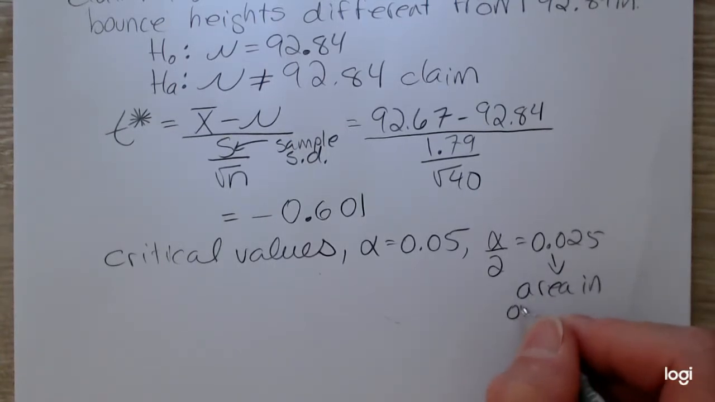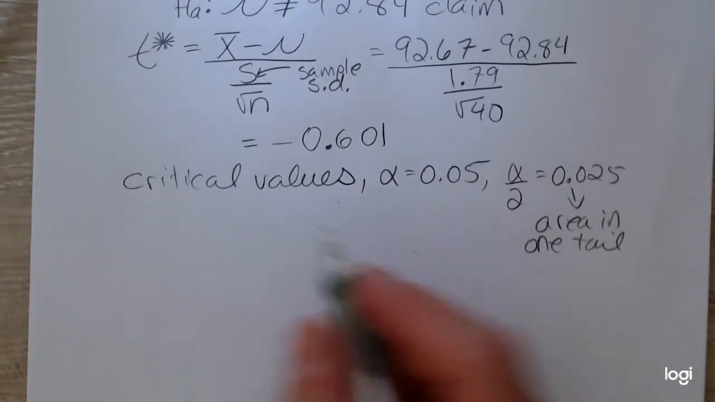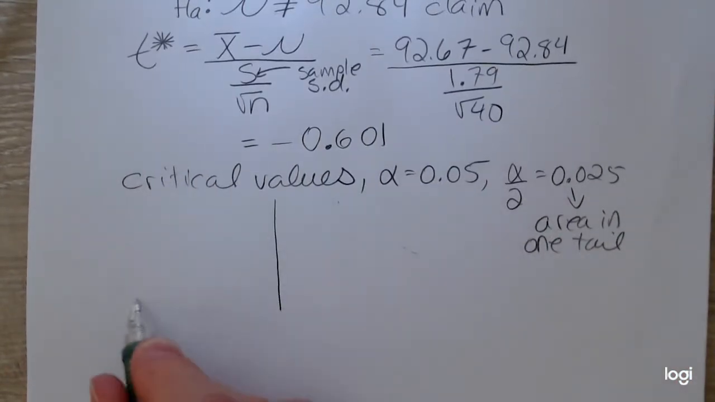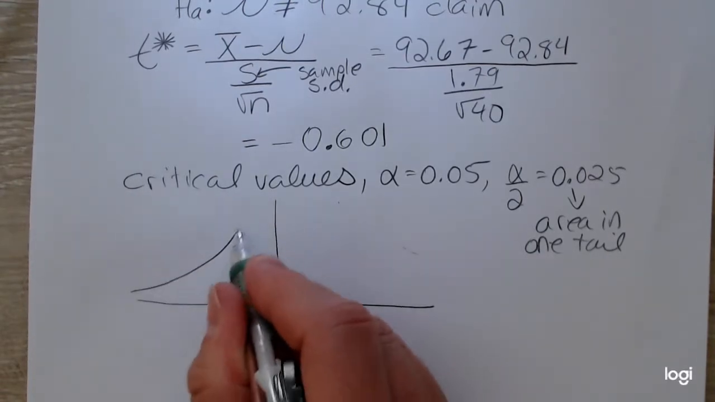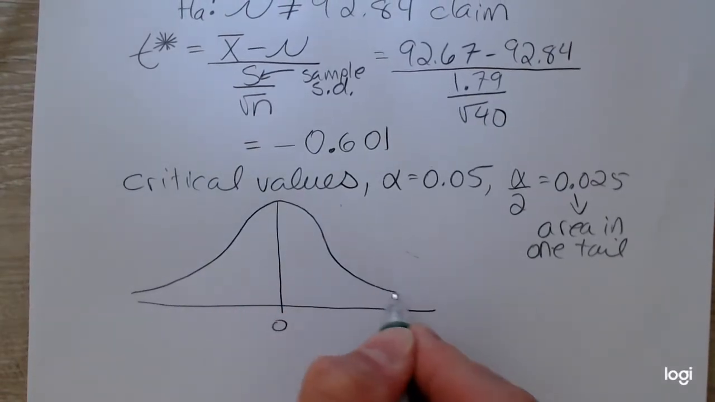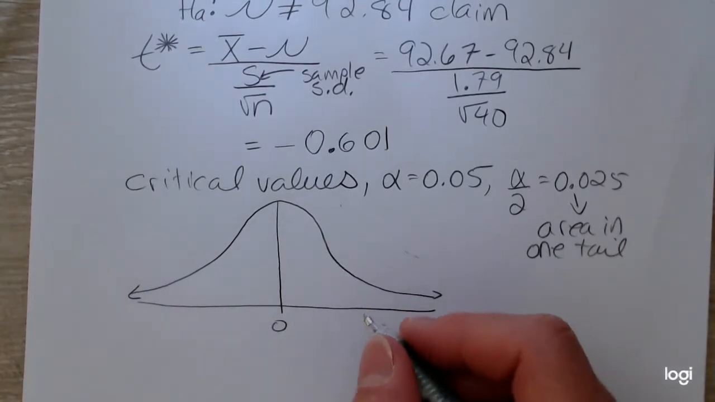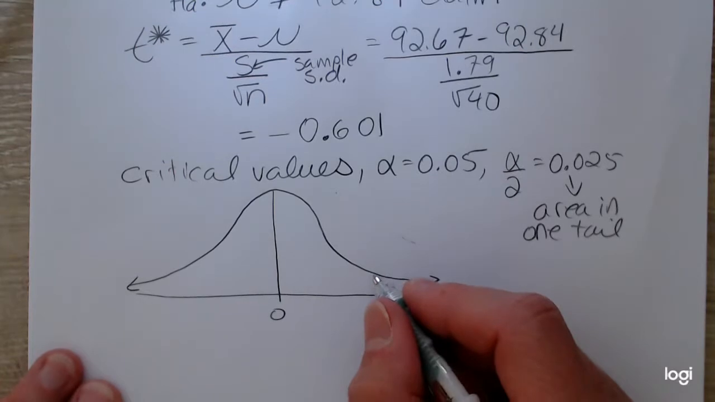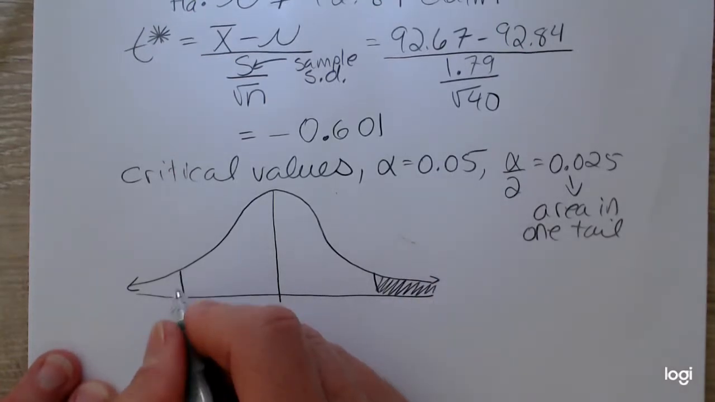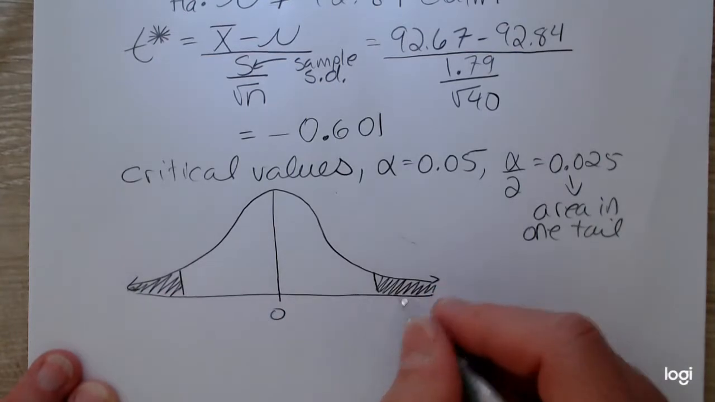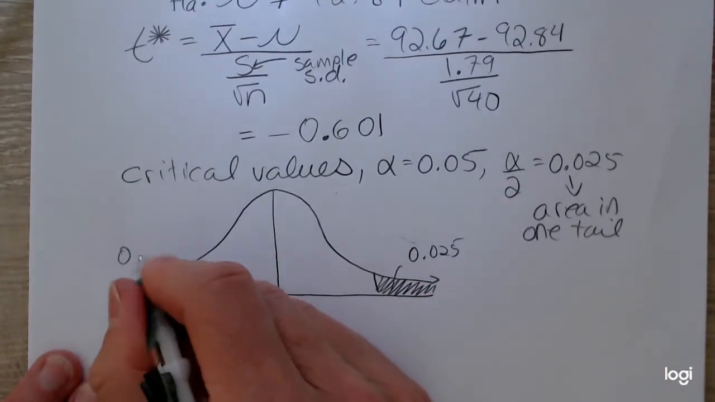in one tail. All right, so sketching a bell-shaped distribution. It's not standard normal, but it is bell-shaped. You can think of the t-distribution as the normal distribution's little sister. Shading 2 areas of rejection. I want 0.025 amount of area in each tail.